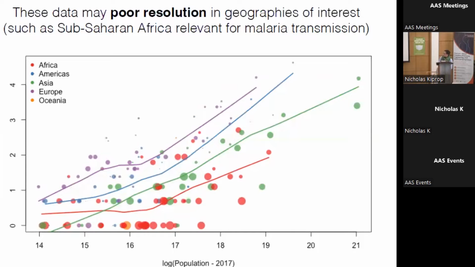Here's one example here. This is just the number of international airports and the log population size in 2017. Airline data is really commonly used to try to say, model global spread of different types of infectious diseases. But as you can see, all of the countries in Africa are shown in red. There's definitely a disconnect between the population sizes and how many international airports you have. This also is unlikely to capture a lot of the movement that you might be interested in.